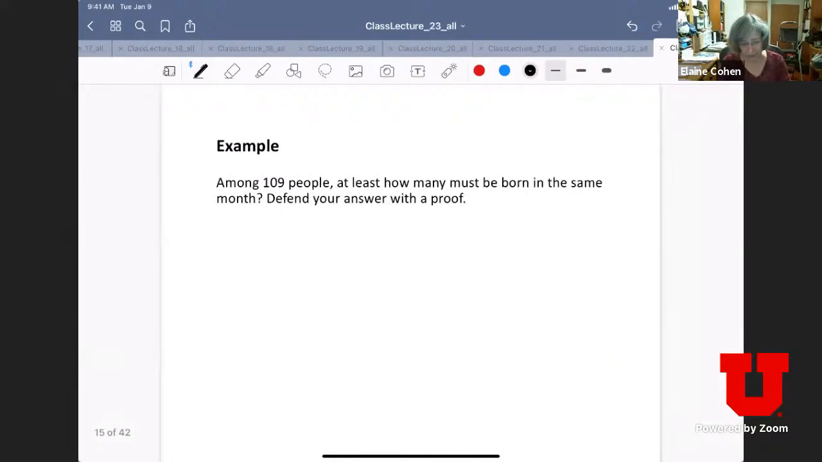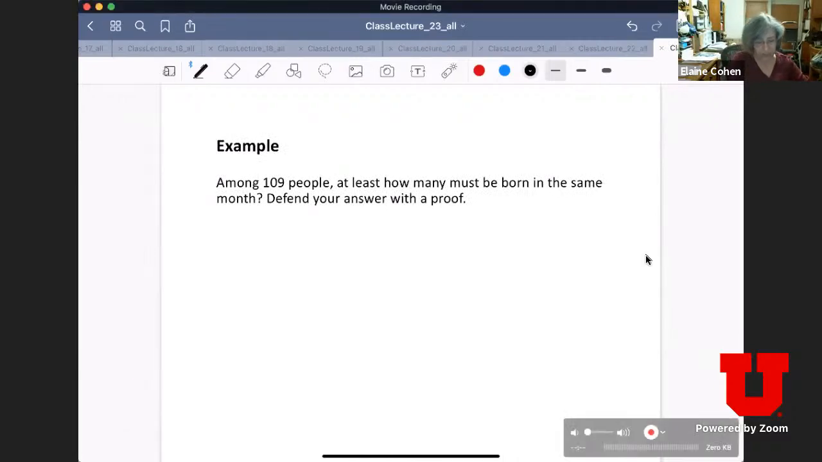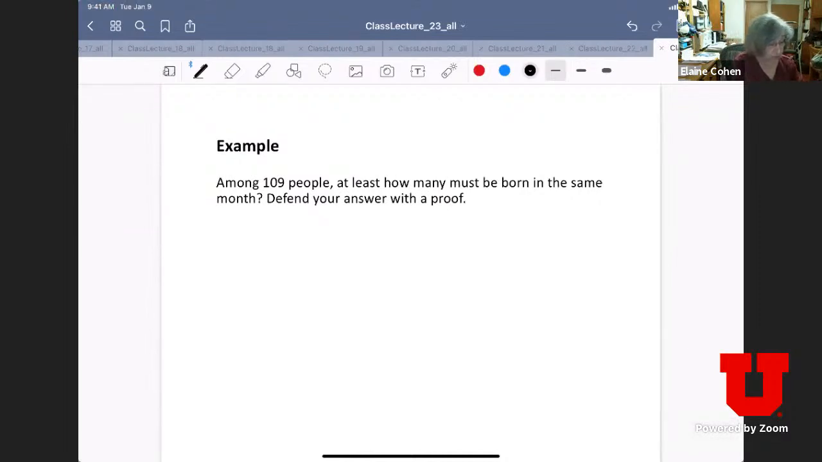Okay, what else do we have? Okay, among 109 people, at least how many must be born in the same month? Defend your answer with a proof. So what do you think? What do we do? Well, we have the number of pigeonholes. I'm trying to find my formula again. M plus n objects, the number of objects.